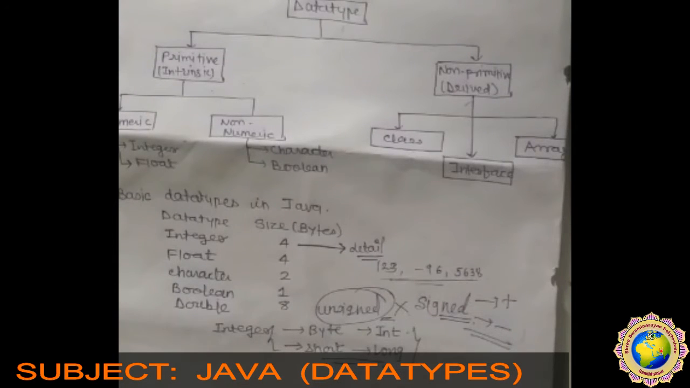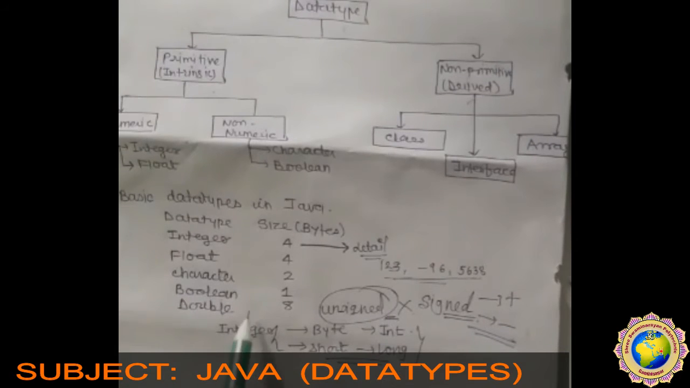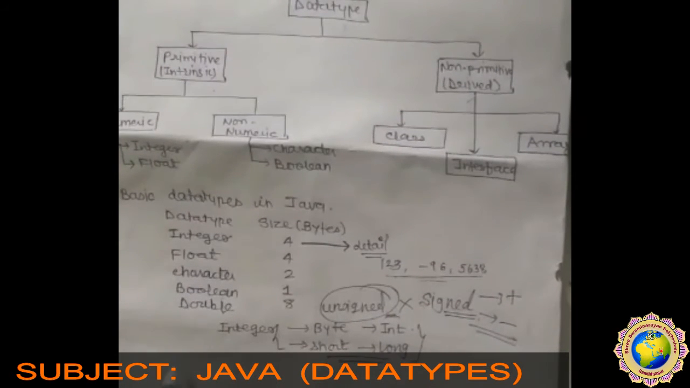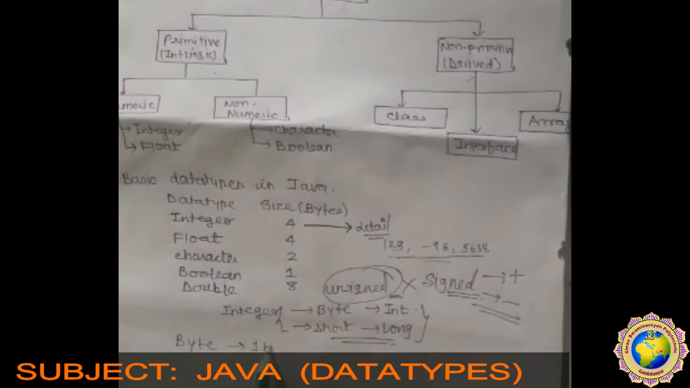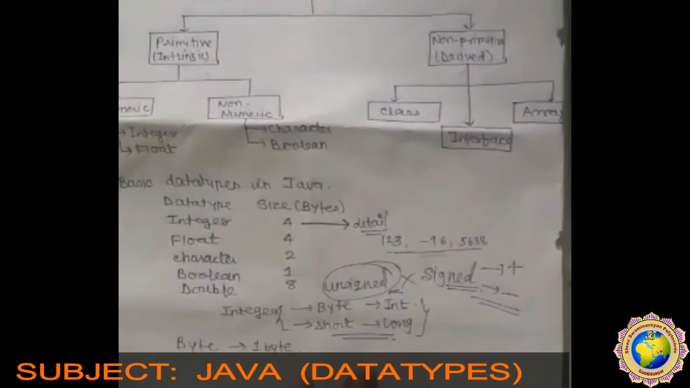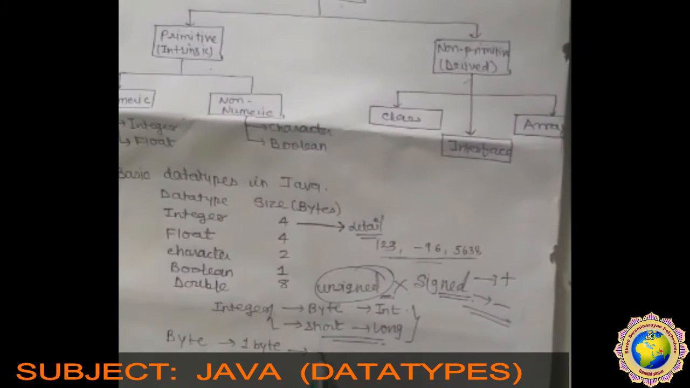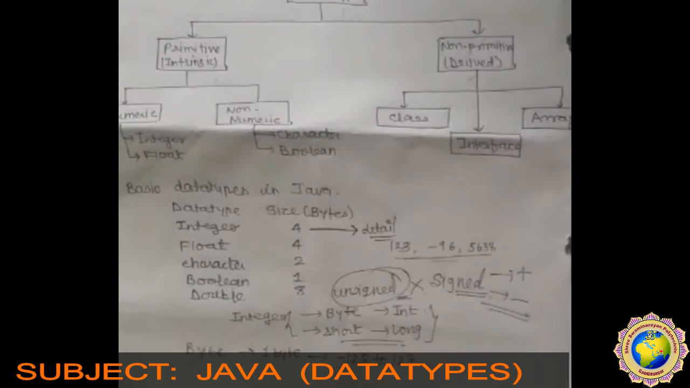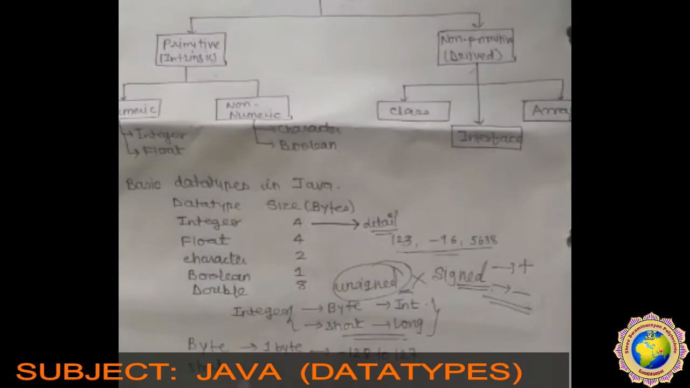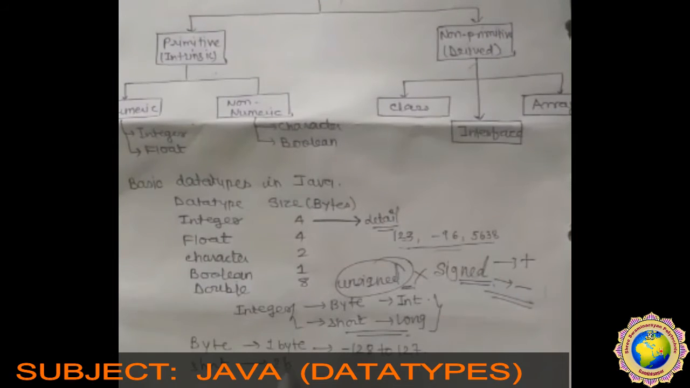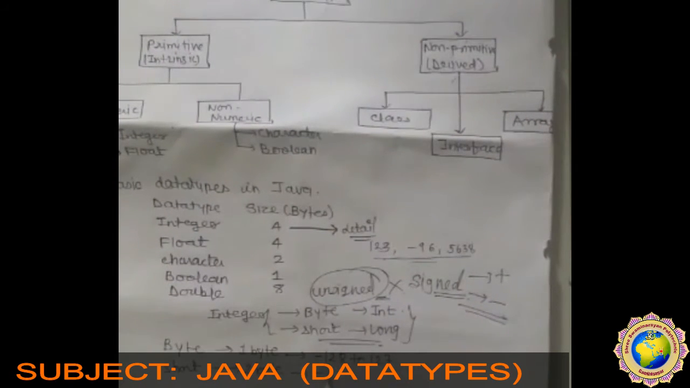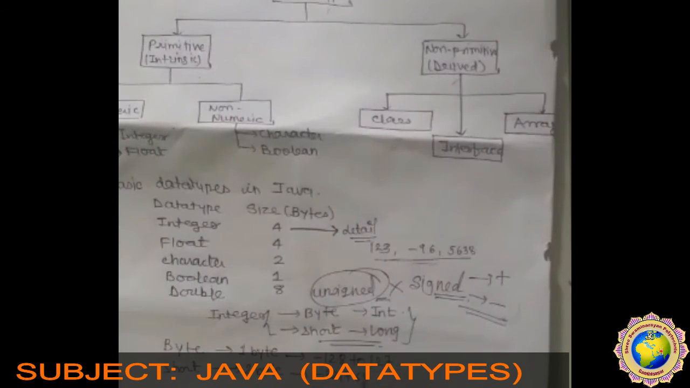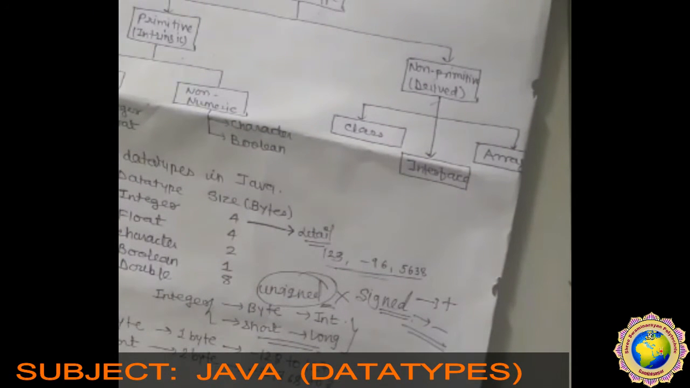So now we are discussing the size and range of integer types. First of all, the type byte. Byte is 1 byte in size. So the minimum and maximum value is -128 to 127. Next, short, 2 bytes. So minus 32,768 to 32,767.